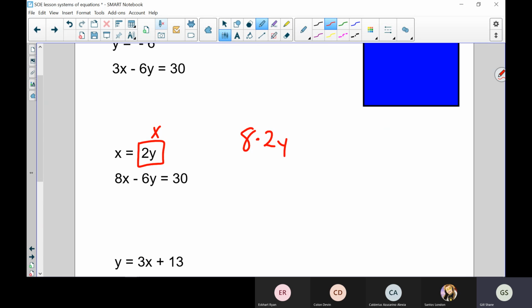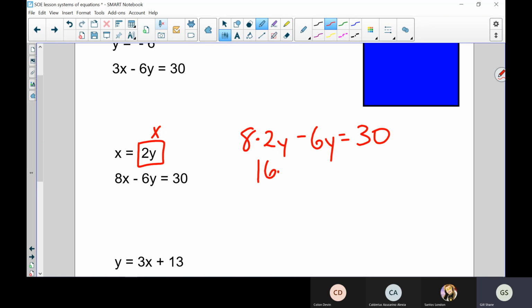I know x is the same thing as 2y. So I can get rid of that x and replace it with the 2y. That's substitution. I'm taking something out and replacing it with something that has the same value. Now I have an equation I can solve. One variable, one equation, I can solve that.